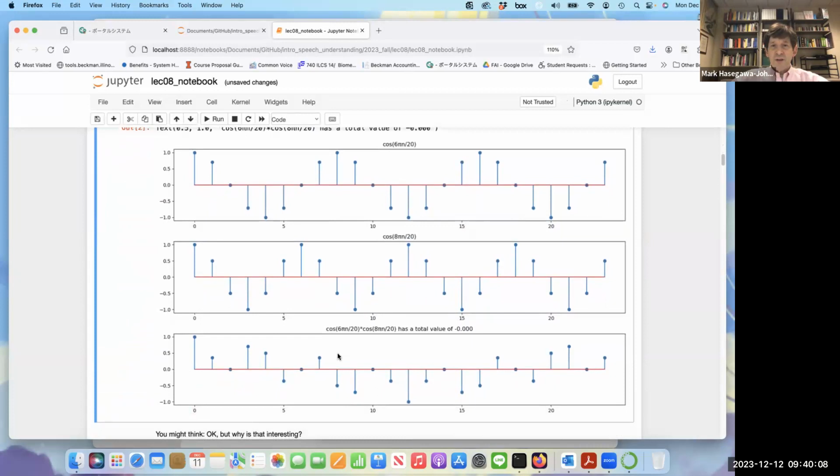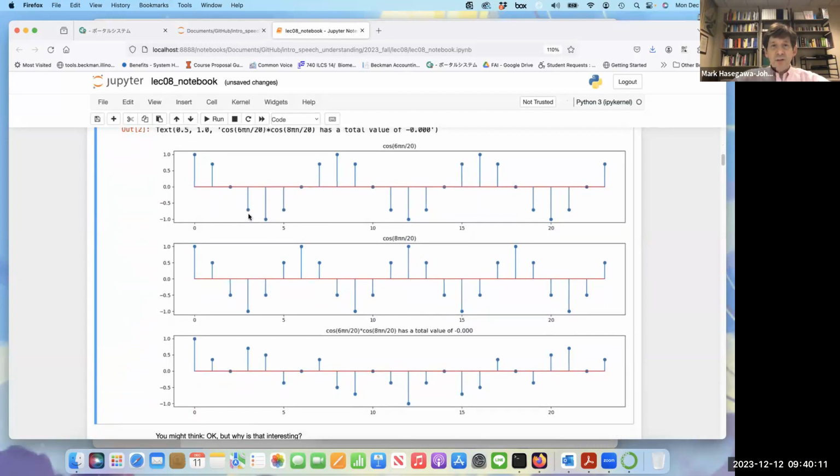And now let's look at the figure to understand why. Here's the cosine of 6 pi n over 20. This is the k equals 3 example. Here's the k equals 4 example. So notice this one has 3 complete periods. This one has 4 complete periods.